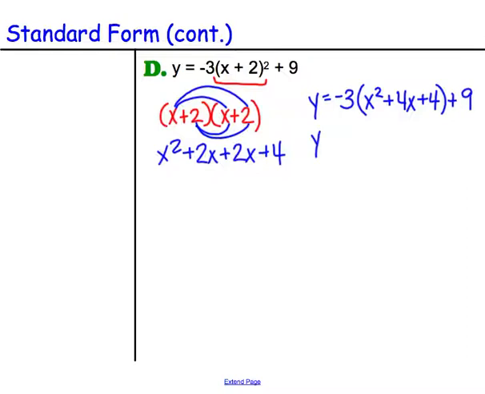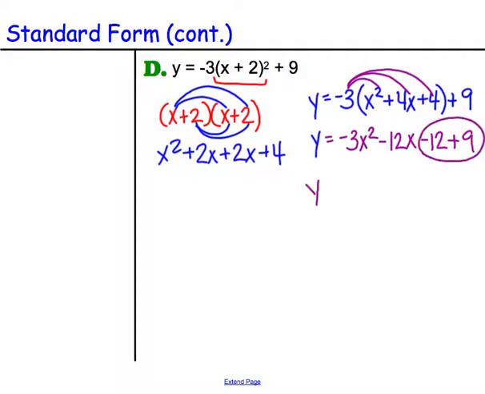So now when I distribute in my negative 3, times x squared is negative 3x squared. Negative 3 times 4x is negative 12x. Negative 3 times positive 4 is minus 12. And then the plus 9 on the end. When I combine that, I get y equals negative 3x squared minus 12x minus 3.